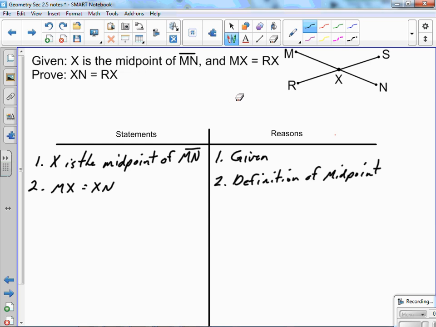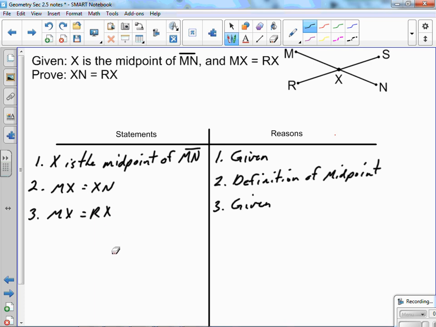We got another part of the given though we can bring in to try to start another strand of statements. So MX equals RX. The reason for that is that it is given. And then when we look at this, we got MX is equal to XN and MX is equal to RX. Right, so we're trying to prove that XN is equal to RX. What we see is that XN and RX are both equal to the same thing. They're both equal to MX.